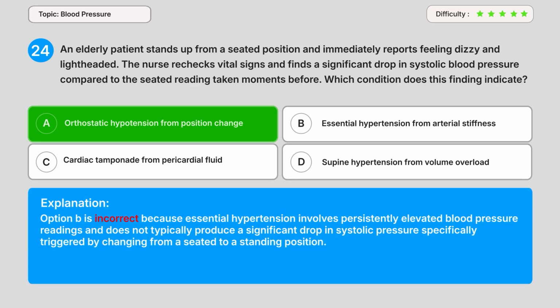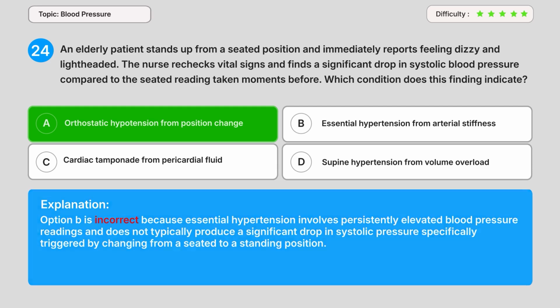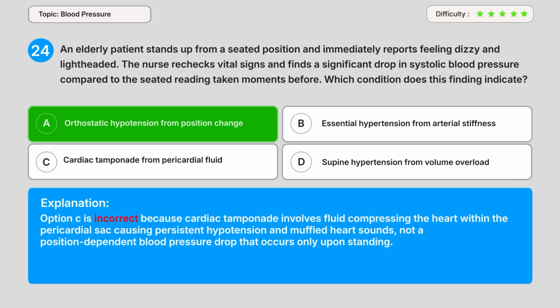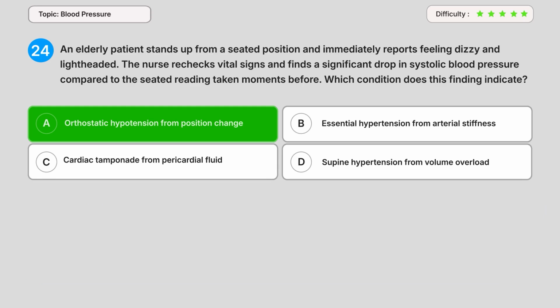Option B is incorrect because essential hypertension involves persistently elevated blood pressure readings and does not typically produce a significant drop in systolic pressure specifically triggered by changing from a seated to a standing position. Option C is incorrect because cardiac tamponade involves fluid compressing the heart within the pericardial sac, causing persistent hypertension and muffled heart sounds, not a position-dependent blood pressure drop that occurs only upon standing.